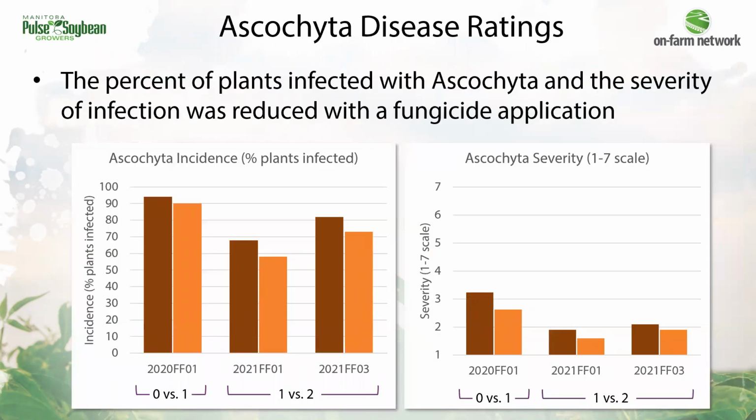Starting with Ascochyta, incidence, or the percent of plants infected, is on the left for each of the 3 trials, and the severity of the disease is on the right for each of those 3 trials. In 2020, we were comparing no application to 1. And then in 2021, it was 1 application on the left in the darker bars to 2 applications in the lighter color bars.